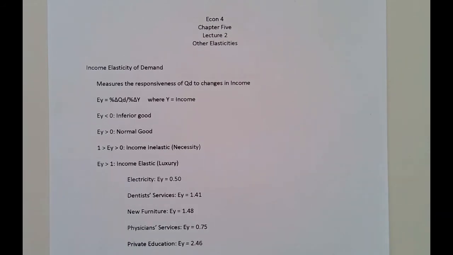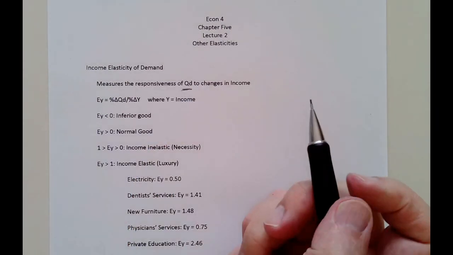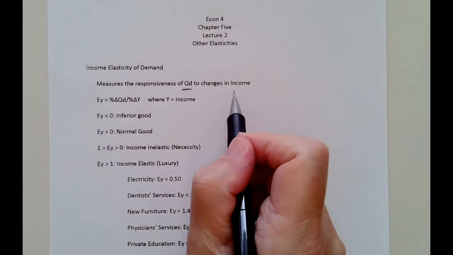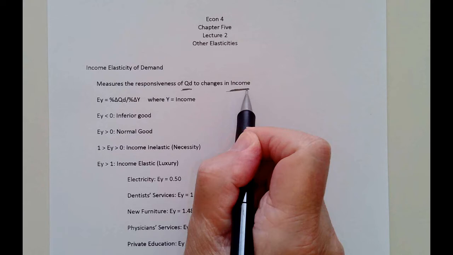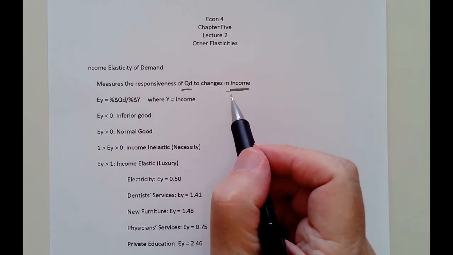And the first one here is income elasticity of demand. And this also measures the responsiveness, but now it's the responsiveness of quantity demanded, which again are your sales, compared not to a change in price, but now to a change in the income of your customers. Because that also is a variable that changes. And this mostly would do with changes over the business cycle.